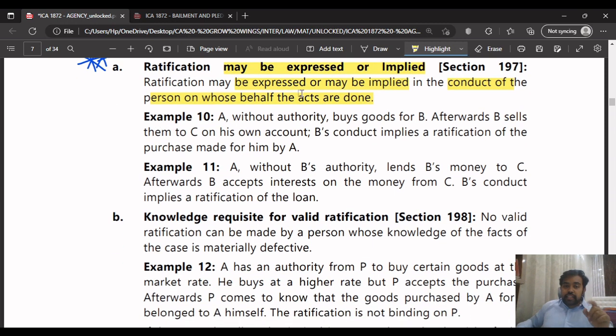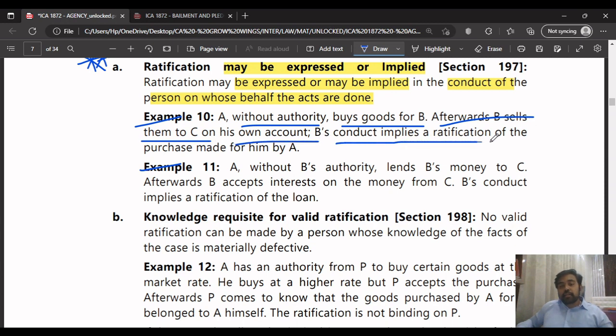Okay. Examples 10 and 11. These are very important examples, but they are easy. What they are telling is: A without the authority buys goods for B. Afterwards, B sells them to C on his own account. B's conduct implies ratification of the purchase made for him by A. You would have understood what they are telling: A is the agent. He, without authority, buys goods for B, meaning for principal B. Afterwards, B sells them on his own account to C. So B's conduct implies ratification of the purchase made for him by A.